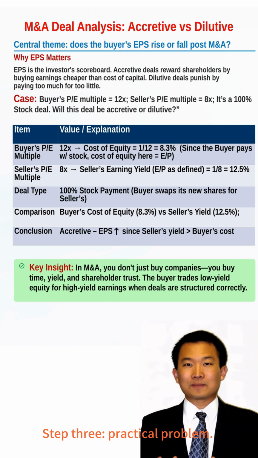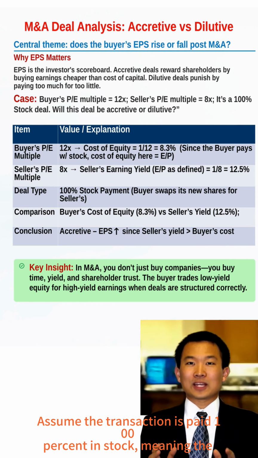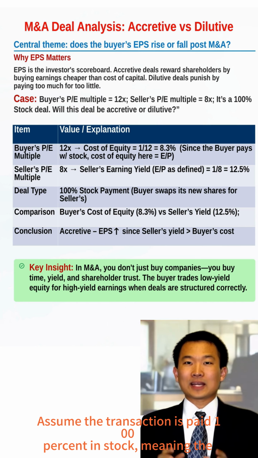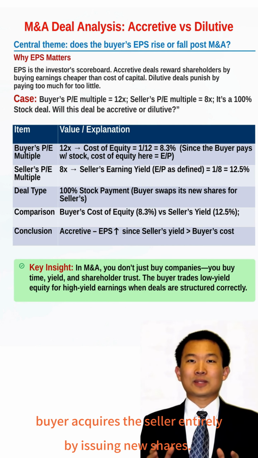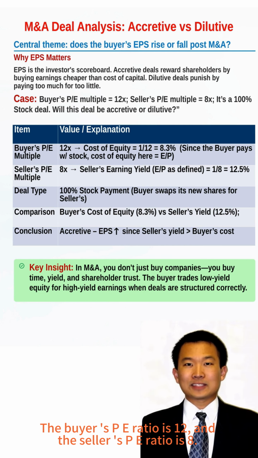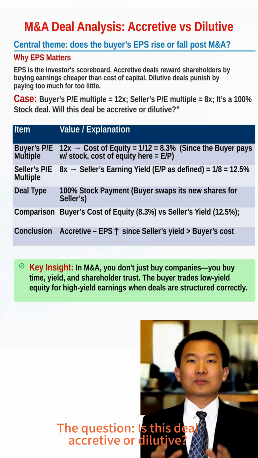Step 3. Practical problem. Let's work through a problem together. Assume the transaction is paid 100% in stock, meaning the buyer acquires the seller entirely by issuing new shares. The buyer's PE ratio is 12, and the seller's PE ratio is 8. The question: is this deal accretive or dilutive?